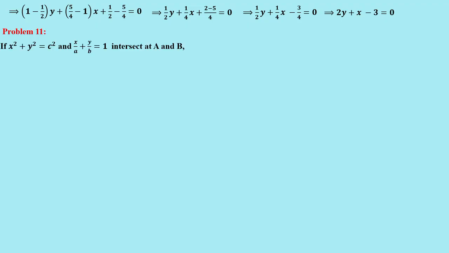Next problem: if x square plus y square equal to c square and x by a plus y by b equal to 1 intersect at points A and B, then find AB. The first one, x square plus y square equal to c square, is a circle with center 0, 0 and radius c, and x by a plus y by b equal to 1 is a straight line. This straight line intersects the circle at 2 points, one is A and one is B. So AB is the chord. Hence deduce the condition that the line touches the circle.